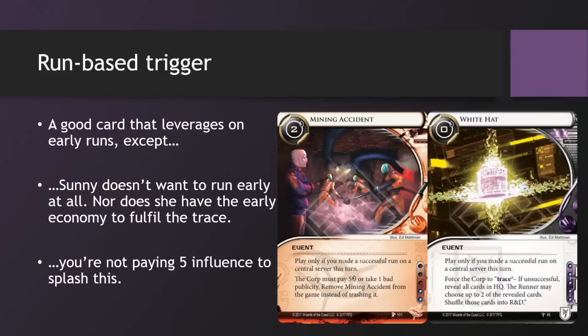So yeah, as Sunny, generally in the early game, you want to be setting up your resource rig and your security nexus instead of running. And White Hat's trigger doesn't really fit into that. The other problem is that even though White Hat is zero to play, there's the trace 3 that you need to beat the corp against if you want to fire off the effect of White Hat. And you're just not the richest early game. If you imagine, you're plopping down your Underworld Contacts, your Data Foldings early, you're not going to have the money to threaten the White Hat trace.